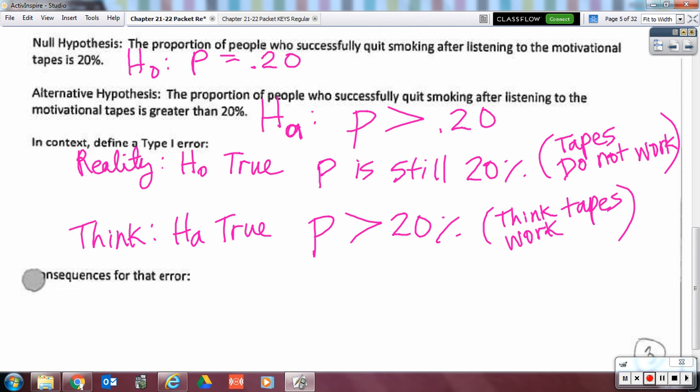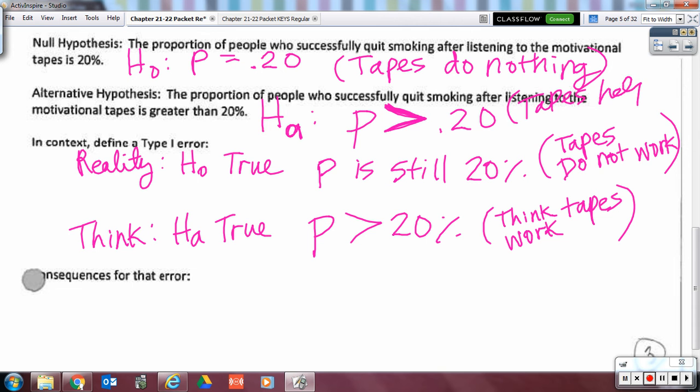Let me clarify that up here. If you say P is 20%, then the tapes do nothing. If P is still 20%, the tapes are not doing anything. What happens if P is greater than 20%? What are the tapes doing? Then the tapes help. So that's what's going on.